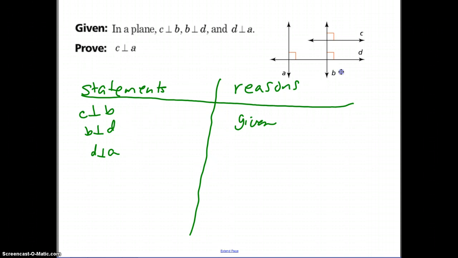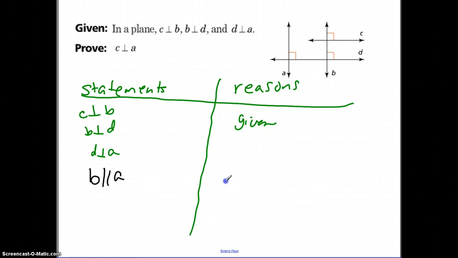Alright, well, since we know that C is perpendicular to B and B is perpendicular to D, that lets us know that C and D are parallel to each other. Does that make sense? Okay. Well, also, since B is perpendicular to D, and D is perpendicular to A, that also lets us know that B and A are parallel. And that's actually, I think, the path I want to take. I know that B is parallel to A.